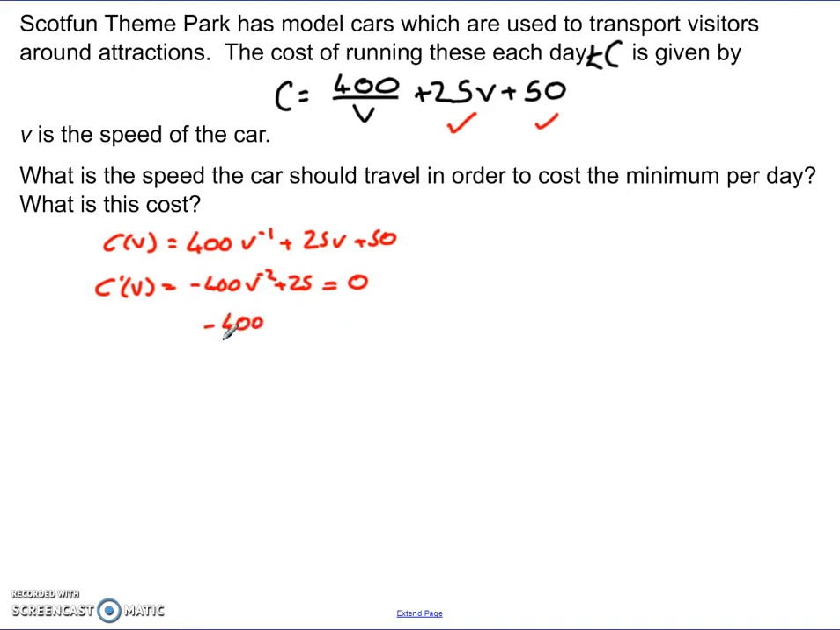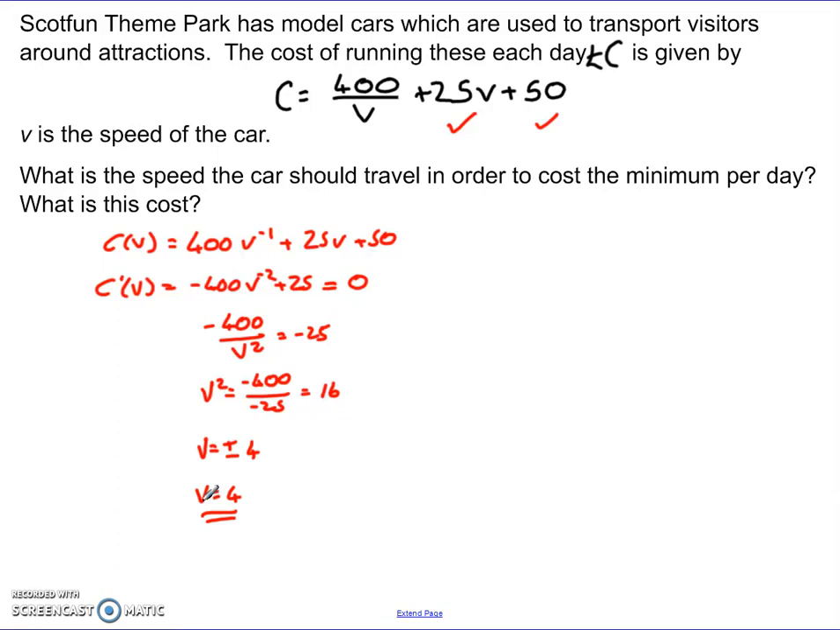So I get negative 400 over V squared equals negative 25. Shift the 25 down and the V squared up, and I get V squared equals negative 400 over negative 25, which gives me 16. So V squared is 16, take the square root, and I get V equals plus or minus 4. Now again, this is the point where logic comes into play. If I take a negative V here, it's telling me I've got a negative speed, something we can't have, so I can drop the negative 4 value, and I know that V equals 4. So I've got the speed V, which I think minimizes it.